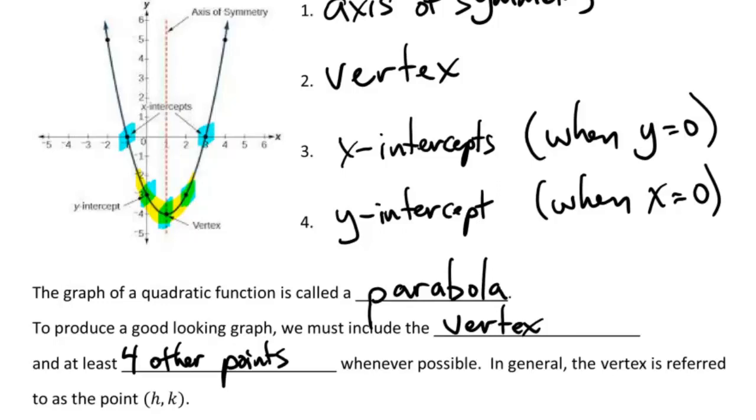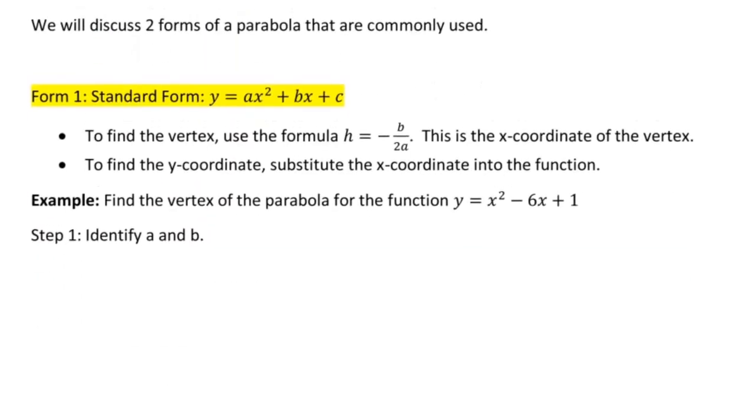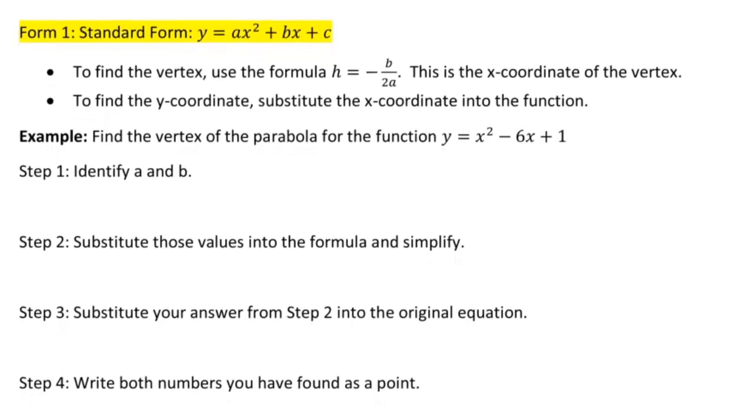Now this parabola actually has 7 points plotted on it, and it gives you an even better view. Obviously, the more points, the better. And the vertex has a special name in algebra. The vertex is referred to as HK. Now that HK, we'll discuss 2 forms of a parabola that are commonly used.